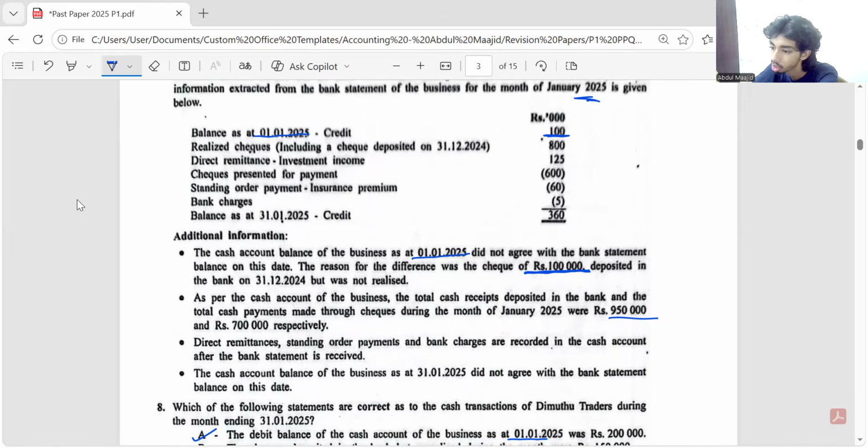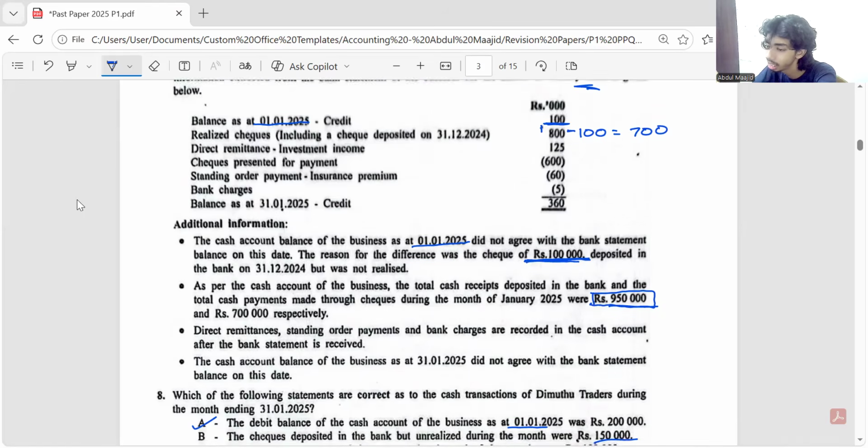We deposited checks worth 950,000, but the bank has realized only checks worth 800,000, including a check deposited on 31st December 2024, that is, the unrealized check of last month. Last month's unrealized check was 100,000, and that was also realized during this month. Then how much of the checks deposited this month were realized? 800 minus last month's unrealized check realized this month. Out of the checks deposited this month, only 700 worth of checks were realized.